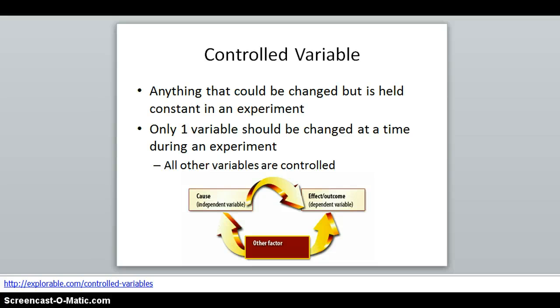Now go back to the chart you made on the last slide and list at least 3 controlled variables in each example. There could be many more than that, and there will be a wide variety of correct answers, but just pick 3.